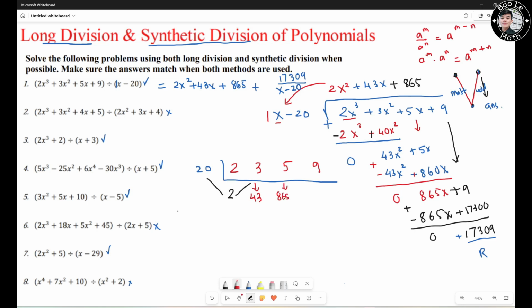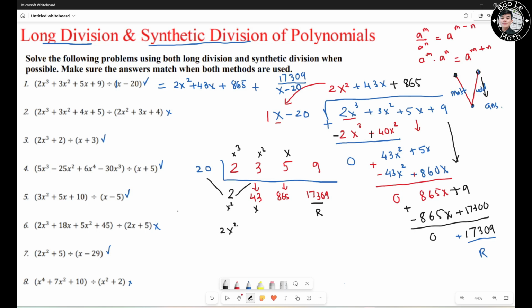20 times 865, it could be 17,300. And then plus 9, it could be 17,309. Okay. Now, this is the remainder. This is power 3, and then you need to reduce 1 power. Should be power 2 right here. This is power 2. This should be s. This is power 1. This should be constant.